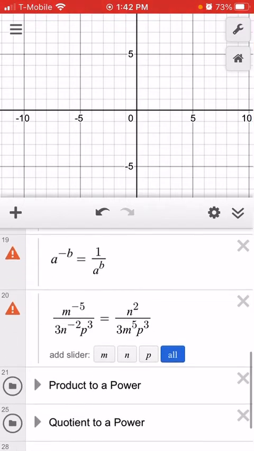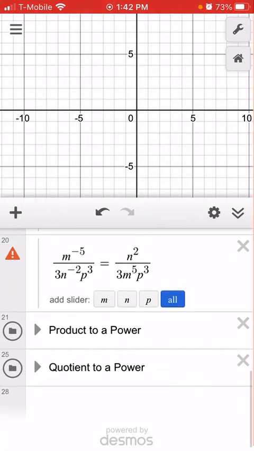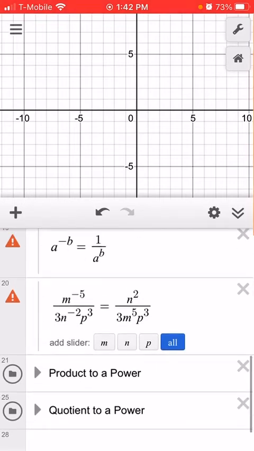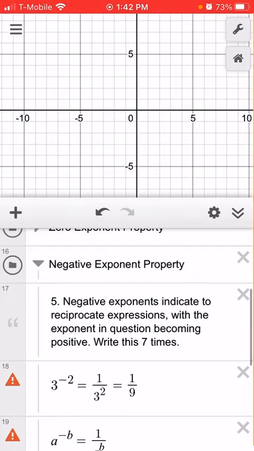Or, take a look at this expression on cell 20. That m to the negative 5th goes to the denominator. It's been reciprocated. The n to the negative 2nd in the denominator moves to the numerator. The 3 stays put. The p cubed stays put. Only reciprocate expressions with a negative exponent.